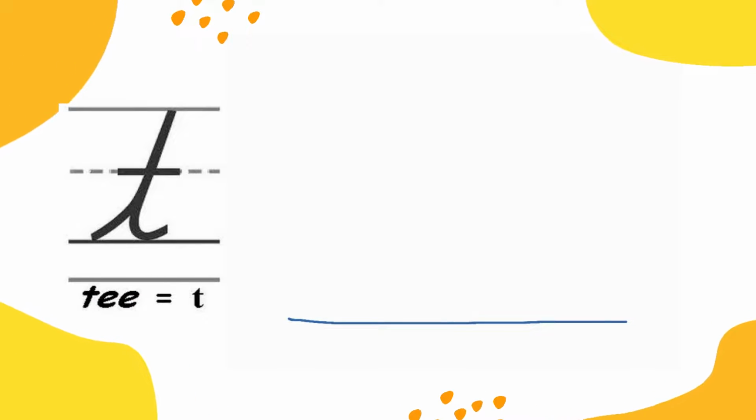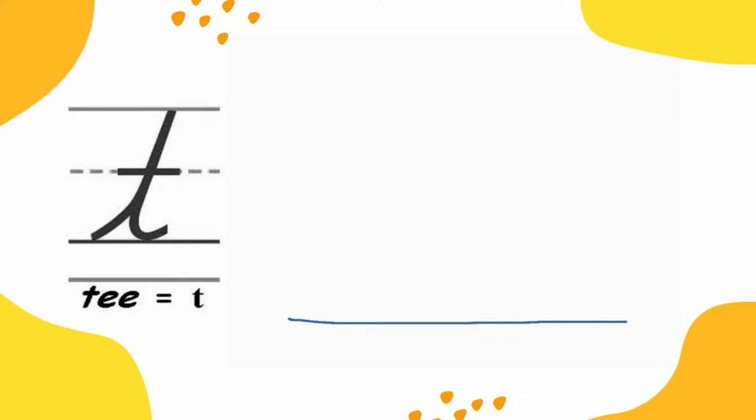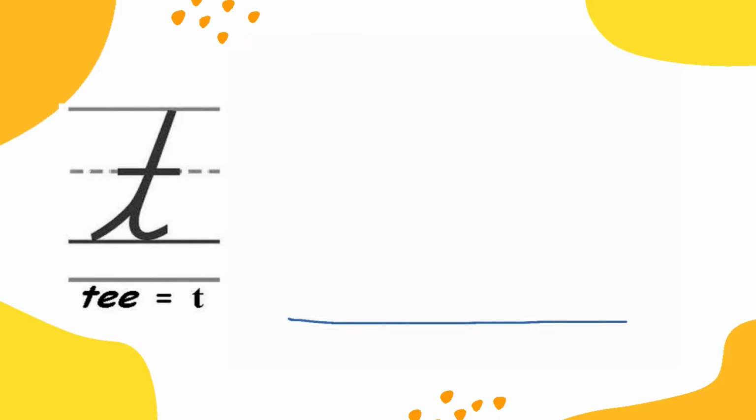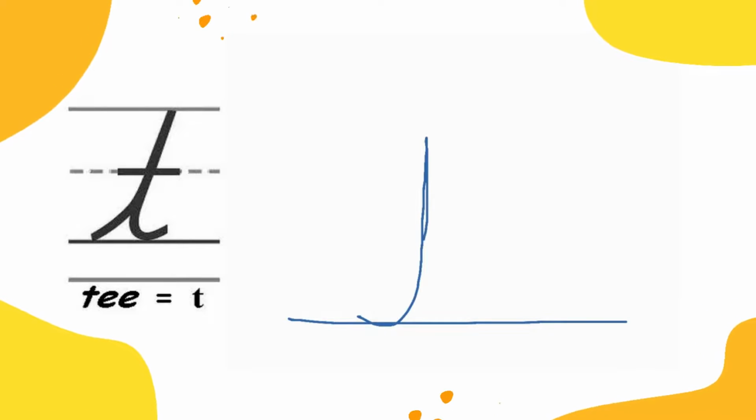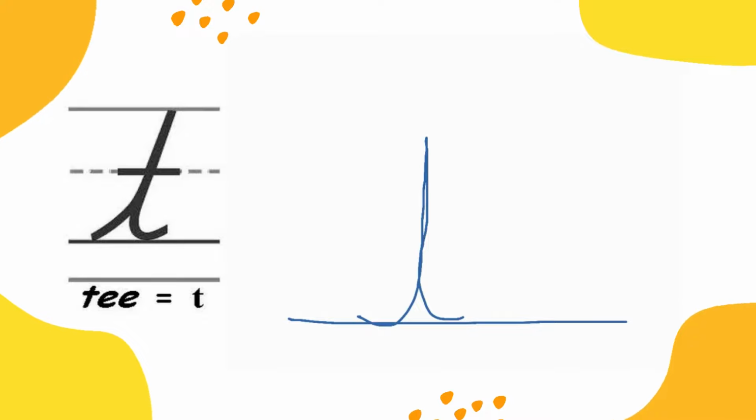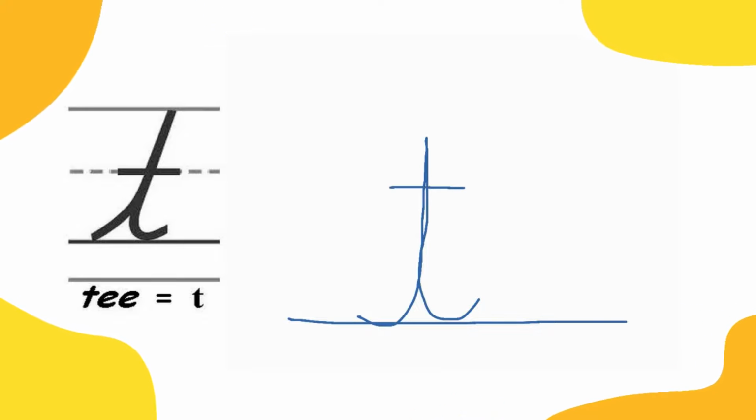Can you draw a T like me? Start on the line, up, back down, out and cross.